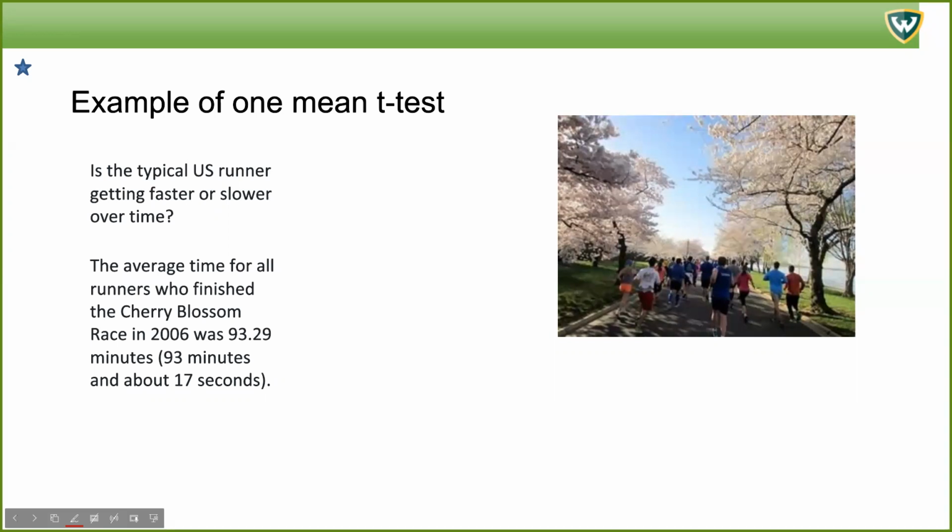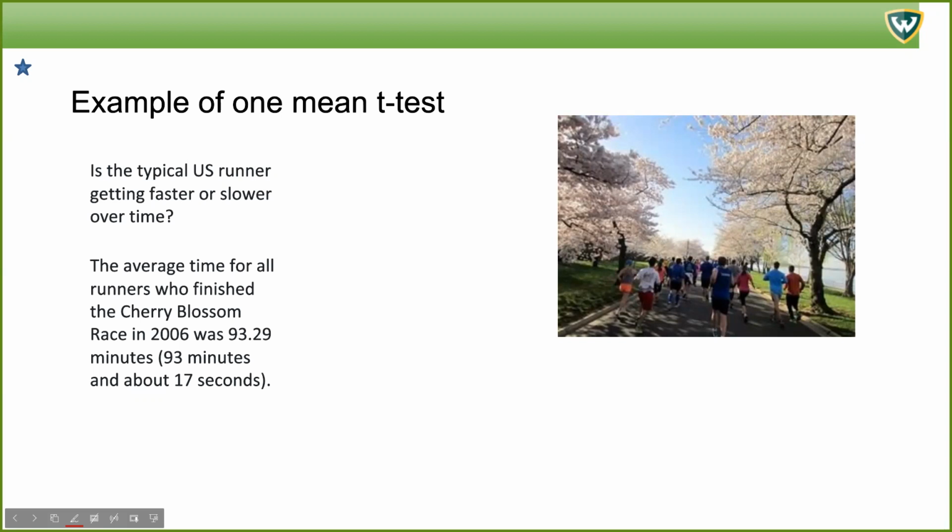Let's take a step back and think of an example of running. Suppose you want to answer the question, is the typical US runner getting faster or slower over time? We can think of it in terms of US runners, or maybe Cherry Blossom runners would be best, because US runners are all the runners in the United States. So if you get a sample, for those independence conditions, we need a simple random sample of people in the entire United States. If you just go to one city, it's not going to be independent. It's not going to work.